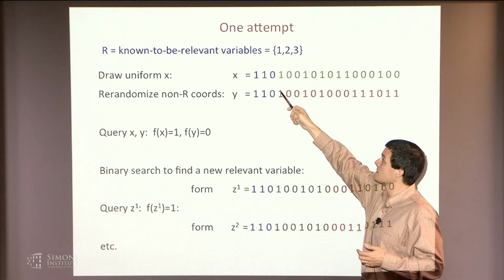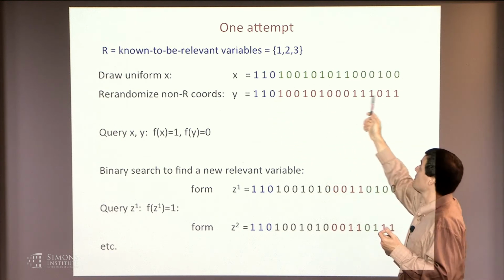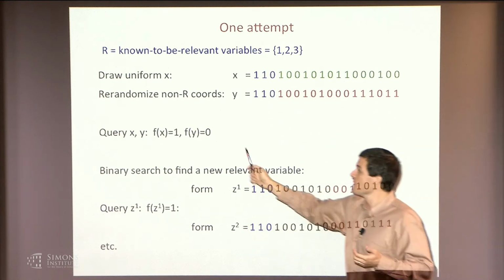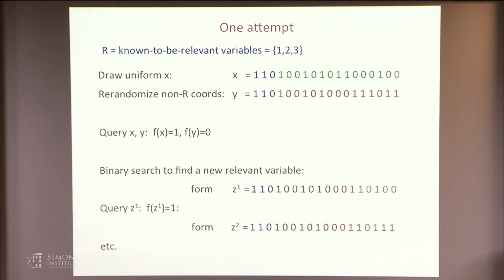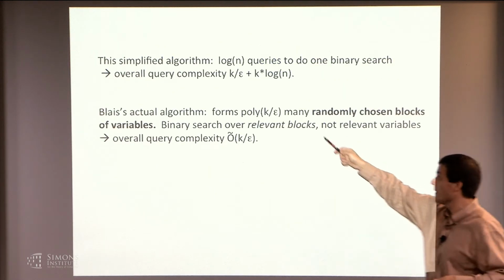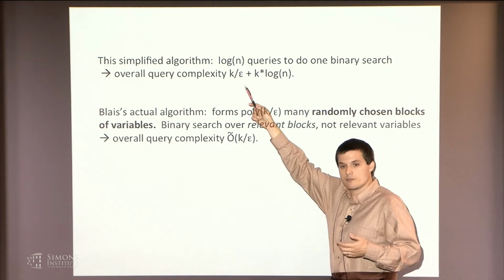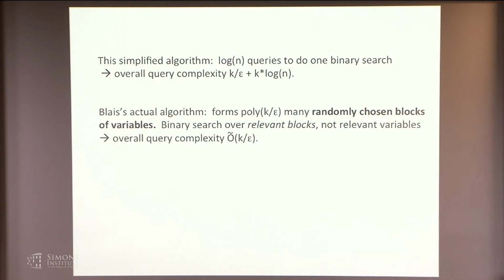You draw your string x, and then when you're drawing your next string y, you freeze those coordinates and re-randomize all the other coordinates. You hope that the function has different values on those two inputs, and if so, you do the binary search. We all know how to do binary search, right? It's going to take log n queries to find the relevant variable. So hopefully it's clear why this algorithm has a query complexity like k log n, and we do the whole thing k over epsilon many times, so that's the overall query complexity for Blais's algorithm.